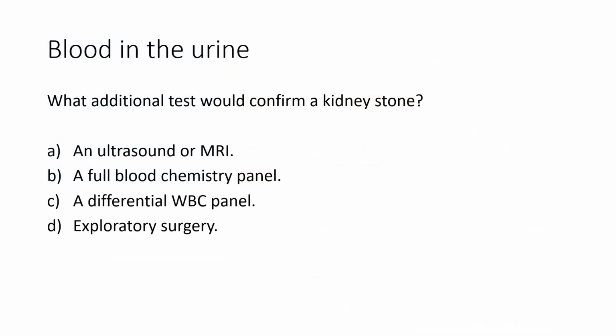So given the patient's history, his appearance at the time of the visit, the fact that we have blood in the urine, we're leaning towards a kidney stone. So what additional test could you run that would confirm that this patient has a kidney stone? Would you want to take an image such as an ultrasound or an MRI or maybe even an X-ray? Or would you run a full blood chemistry panel to see what else is going on in his body? Would you run a differential white blood cell panel to see if he has some sort of an infection?